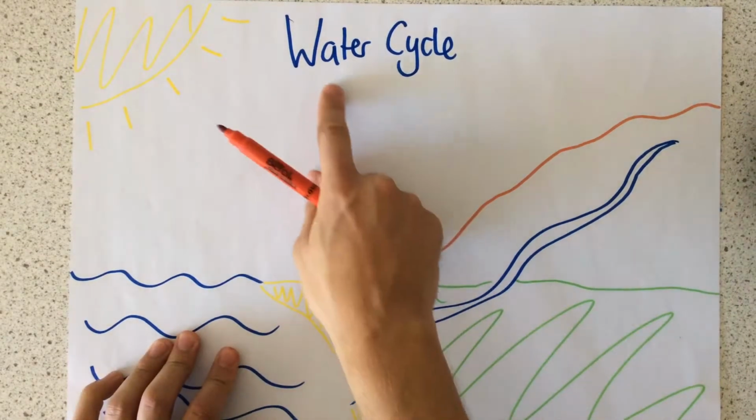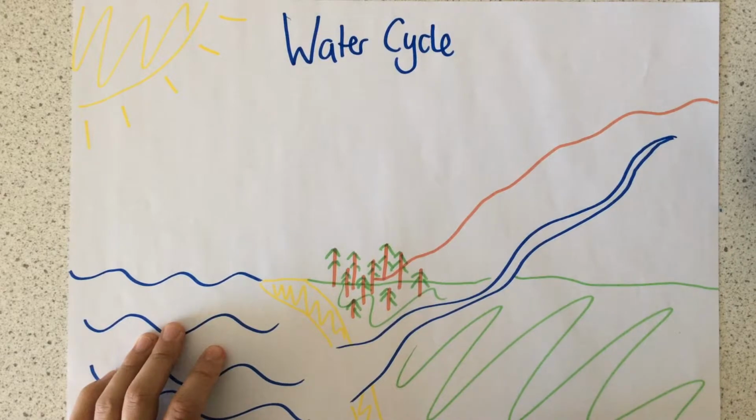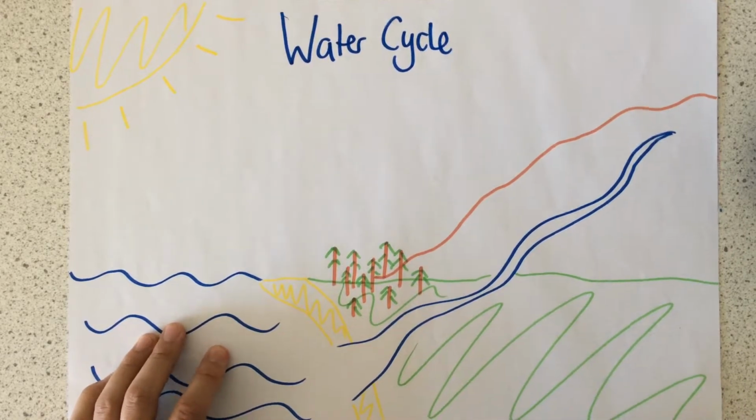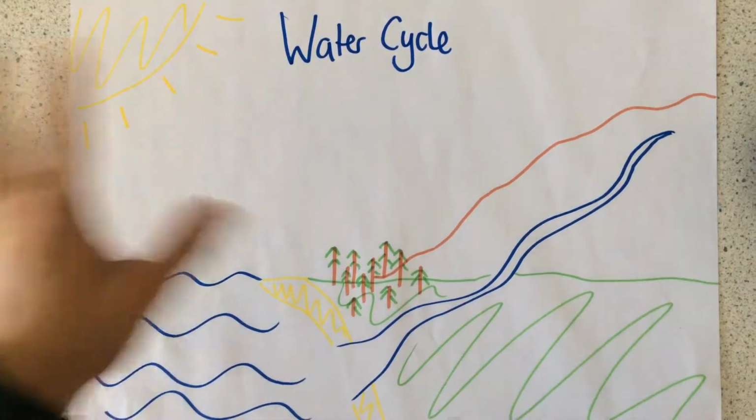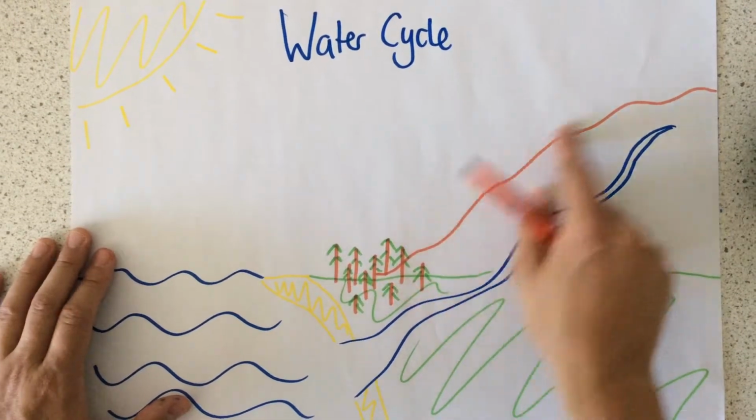Okay, today I'm going to talk to you about the water cycle. In the water cycle, water is constantly being recycled, and that's what I'm going to show you today, how that works. So just so you understand the diagram that I've done right here, I've got a mountain here.